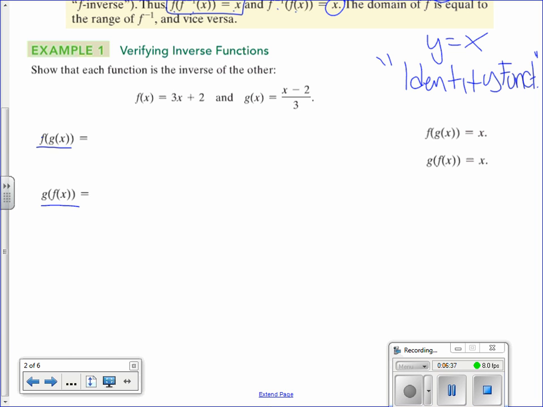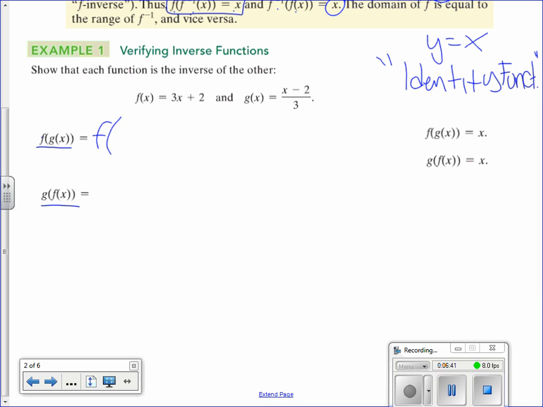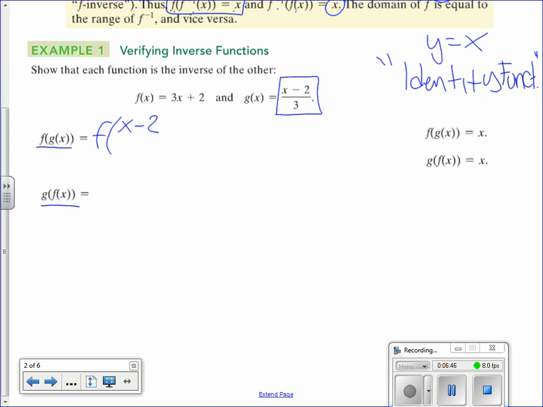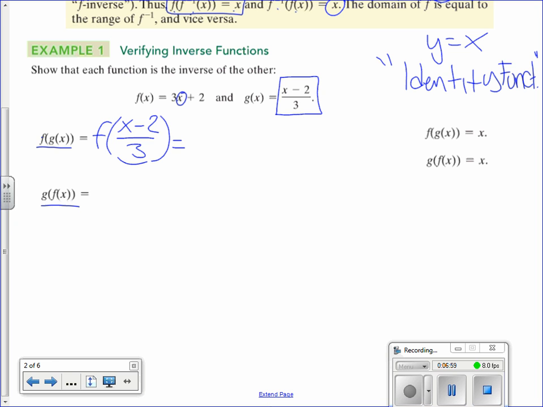So f composed with g will be function f composed with g. So I'm going to replace g with this function, x minus 2 over 3. And so if we're trying to find f of that quantity of x minus 2 over 3, that means that we need to replace this x with everything that is inside the parentheses. So that will be 3 times all of this stuff here, x minus 2 over 3. And of course we add a 2.